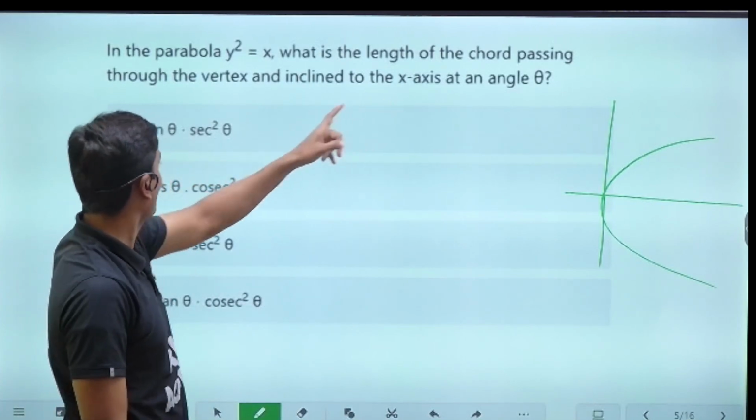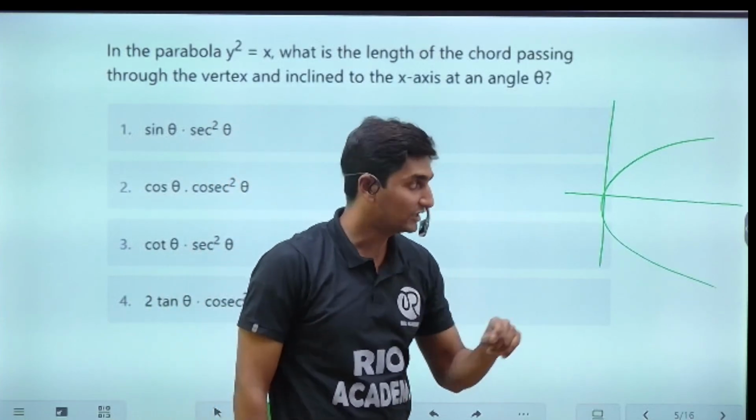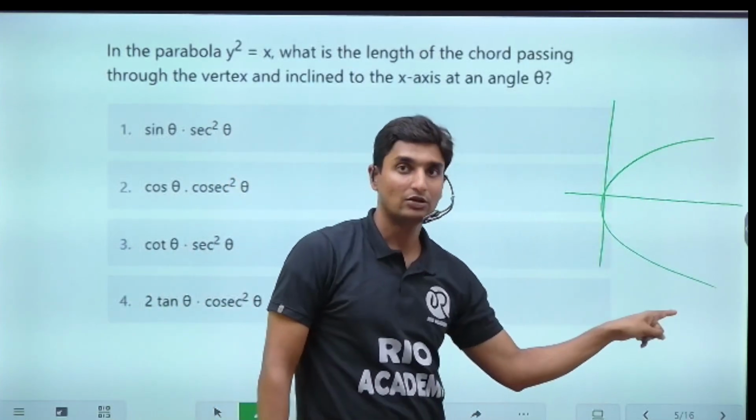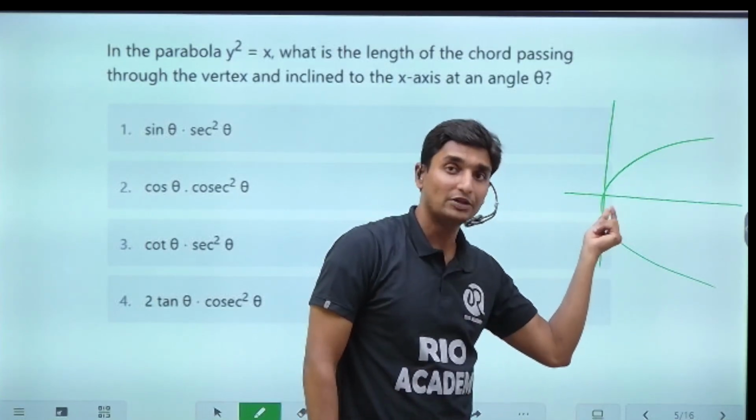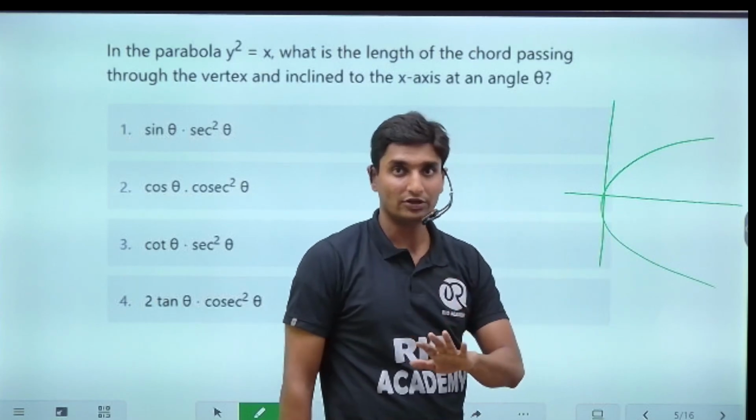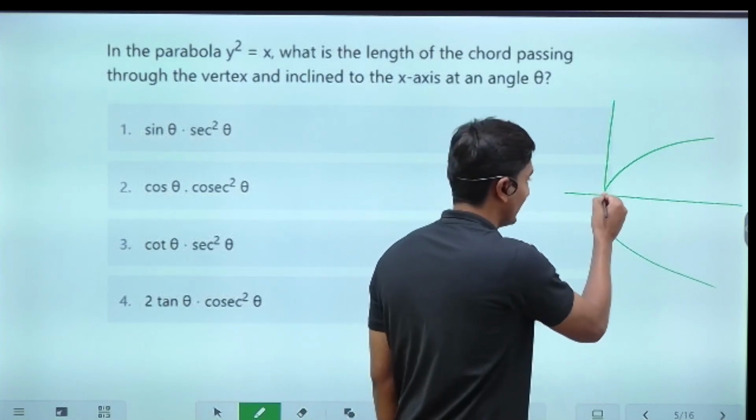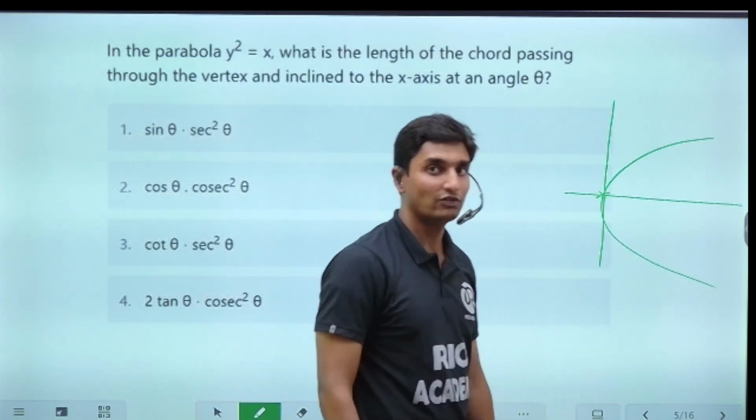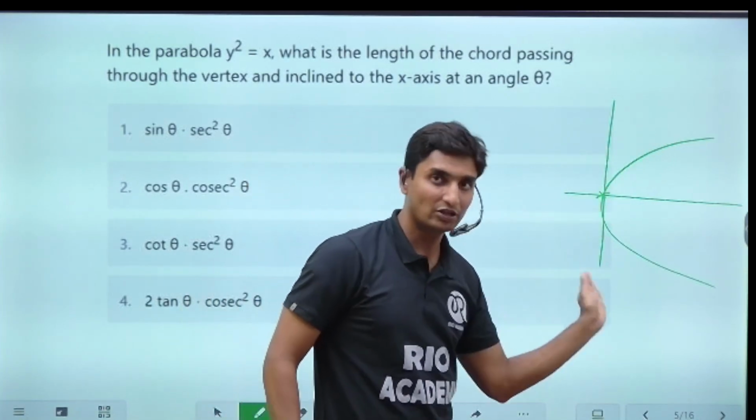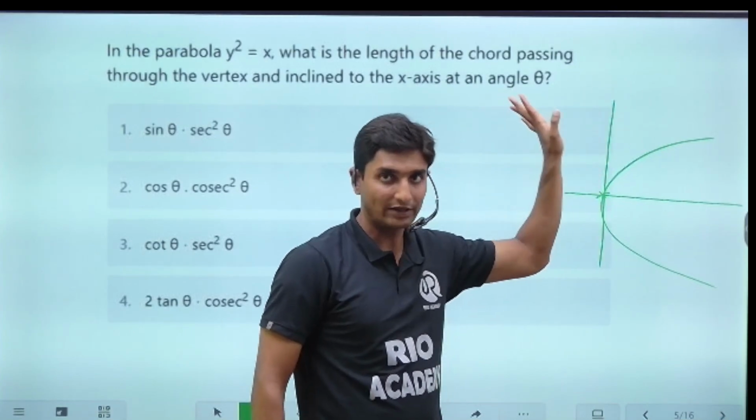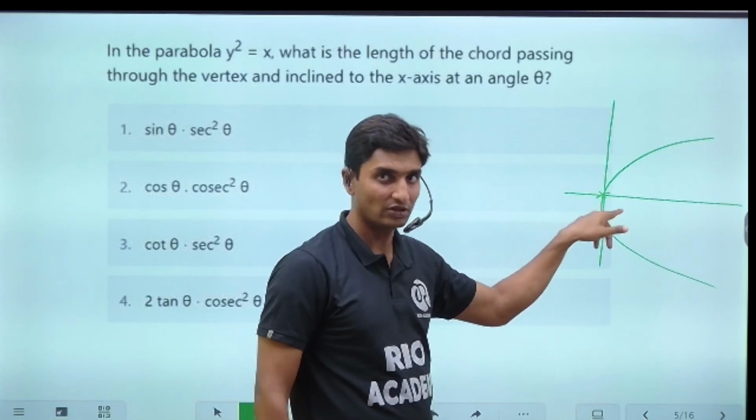Then, what is the length of the chord passing through the vertex? What do you mean by vertex? Vertex means the point where the curve, not only a parabola but any curve, cuts the particular axis. In this case, this is our parabola which is cutting the axis here at this point, so that will be the vertex. Basically, vertex is the point of intersection of the given curve and the x or the y axis. It can be any axis; as this lies along x, we are taking it along the x-axis.